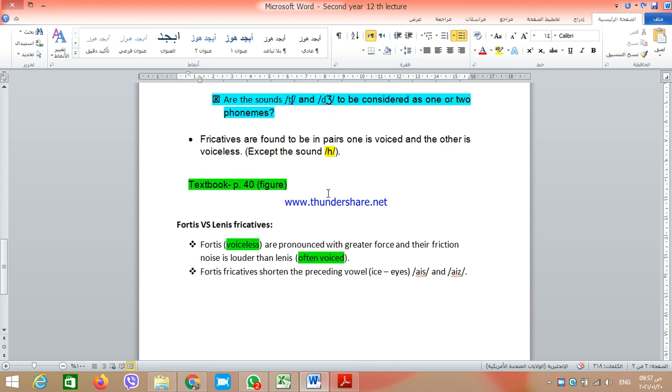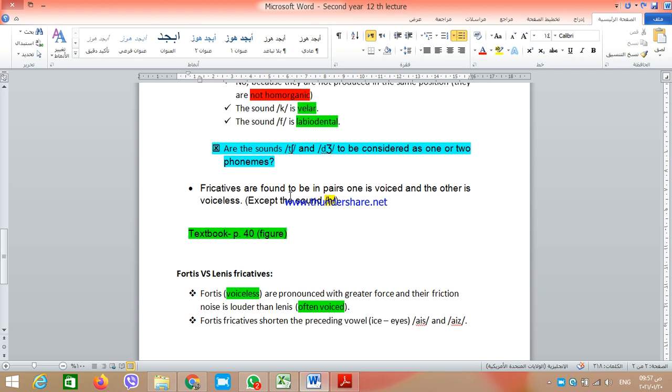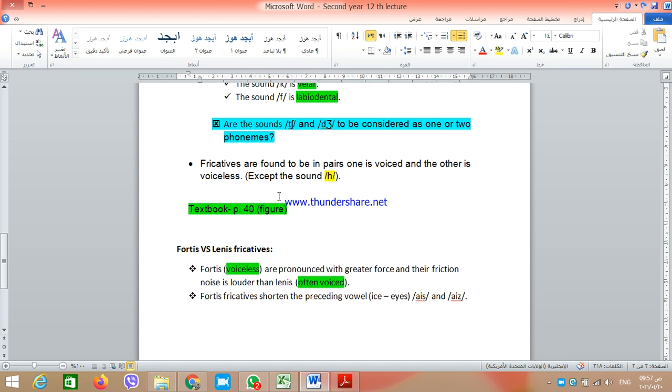Now the question is, are the sounds ch and j to be considered as one or two phonemes? This is one of the problems of phonemic analysis. Some scholars consider them one phoneme, and others consider them as being a combination of two phonemes. Maybe we will talk about this in later sections and chapters.